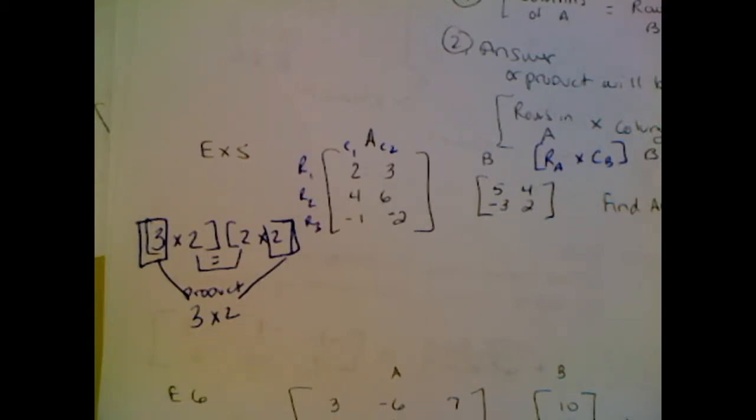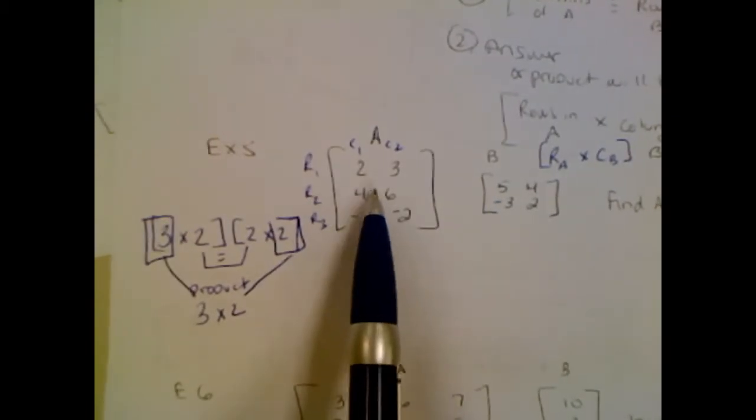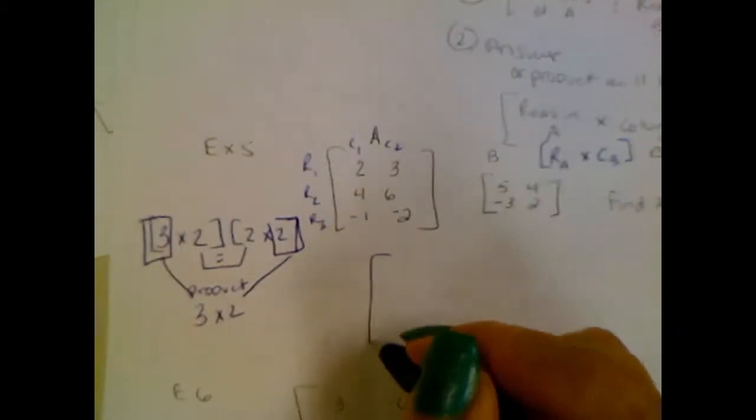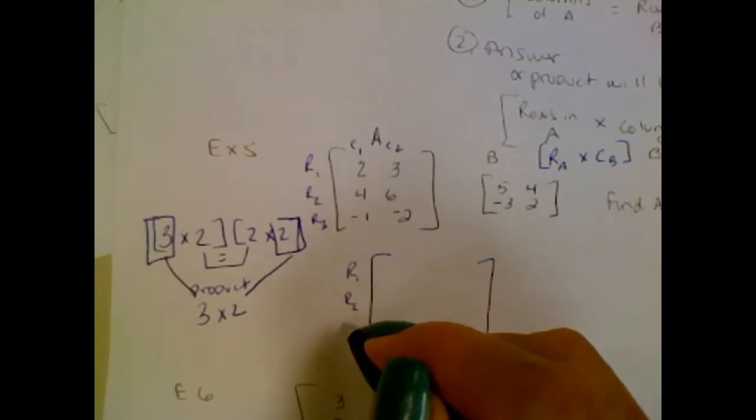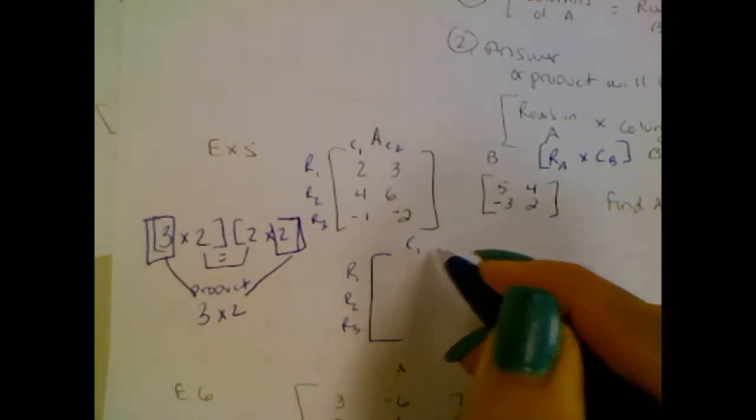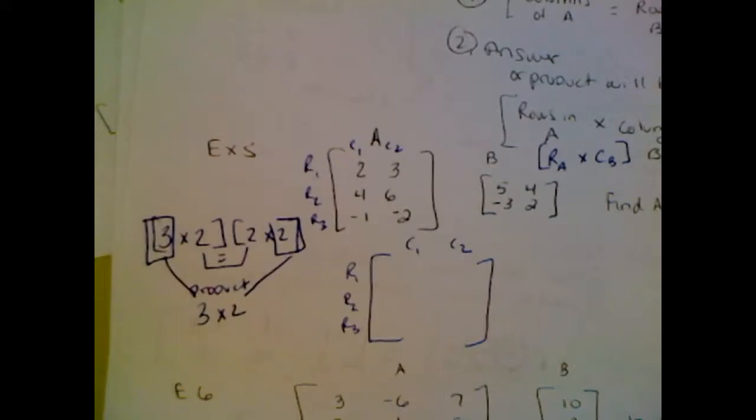So what does a 3 by 2 look like? It looks like this one. Your answer is going to look like this. So you get the answer set up. So our answer is going to have 3 rows. And it's going to have 2 columns. Our final answer will have 6 elements. And here's how you do it.